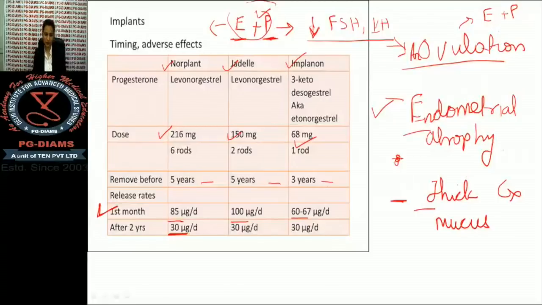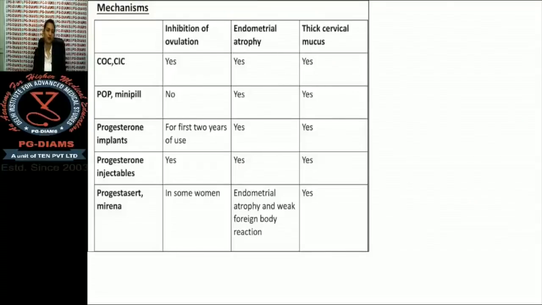Now coming to the mechanism of action of each of the hormonal methods. Combined OC pills and combined injectables have all three effects: inhibition of ovulation, endometrial atrophy and thick cervical mucus. While the progesterone only pill, because it has very low dose progesterone, does not inhibit ovulation, while it causes endometrial atrophy and makes cervical mucus thick.